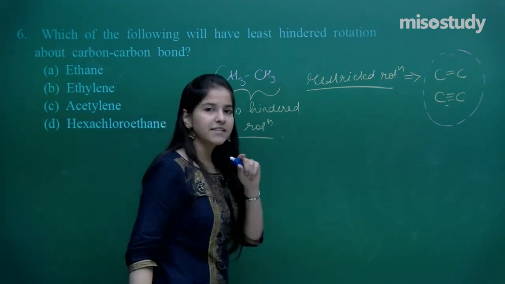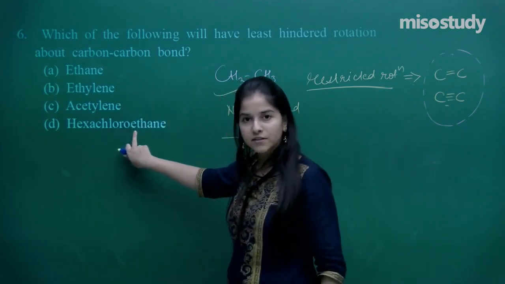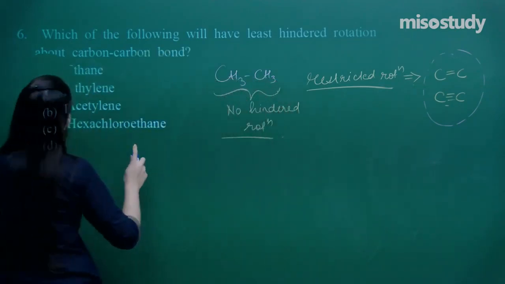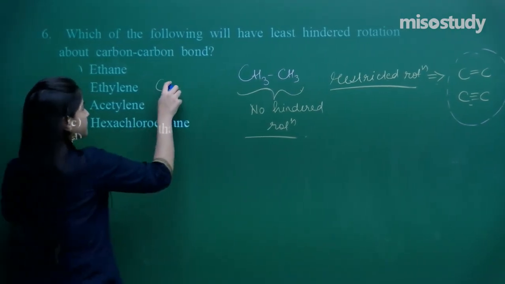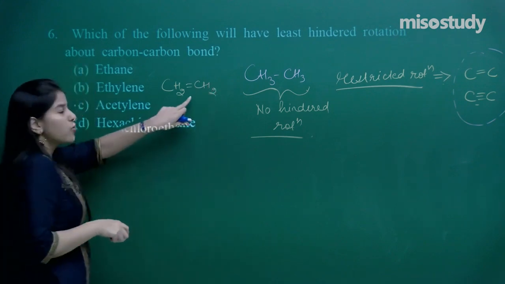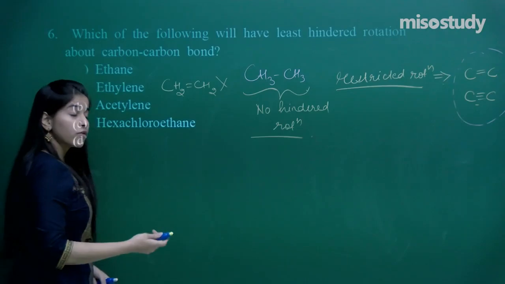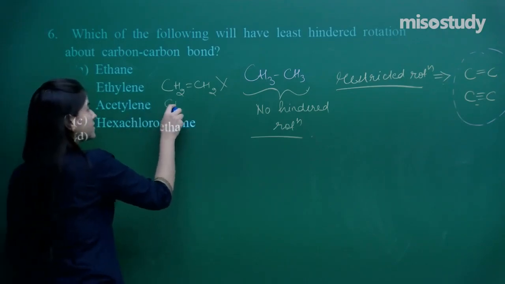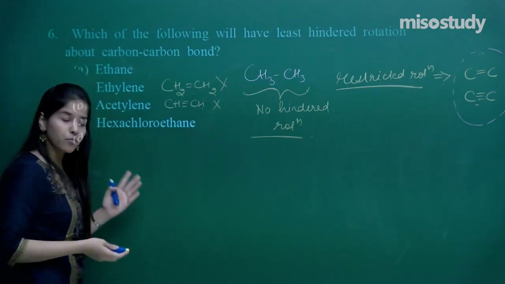That means naturally this is the answer. But let us just try to discuss all the remaining three. I have got ethylene. What is ethylene? A double bond over here. That means it cannot get rotated, the bond will break. Acetylene means triple bond, again cannot be rotated, the bond will break.